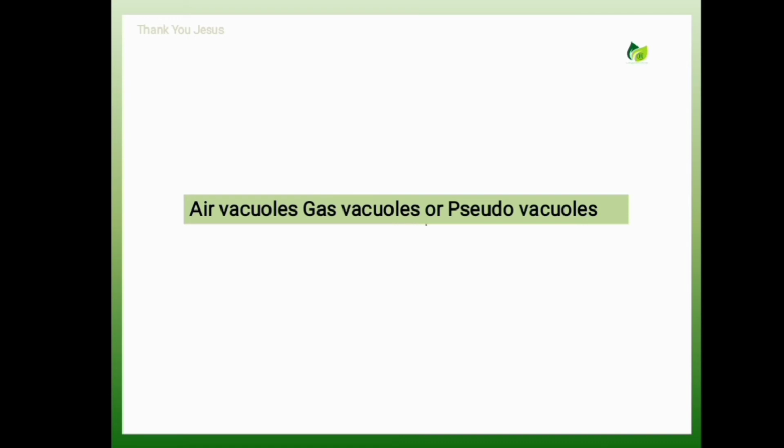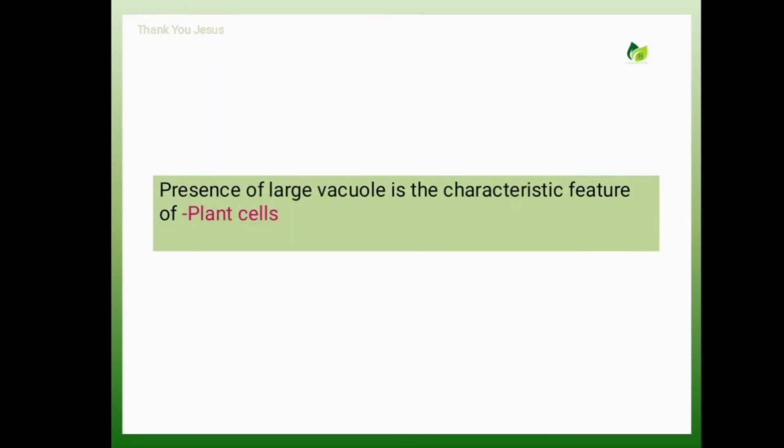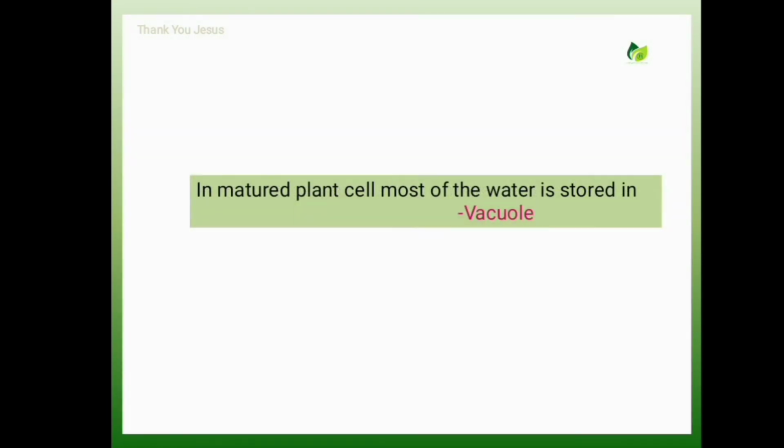Now we are going to discuss the competitive bits from the vacuoles. Let's see one by one. The first question is, vacuoles were first reported by? Answer is Spallanzani. Next question. Presence of large vacuole is the characteristic feature of? Answer is plant cells.